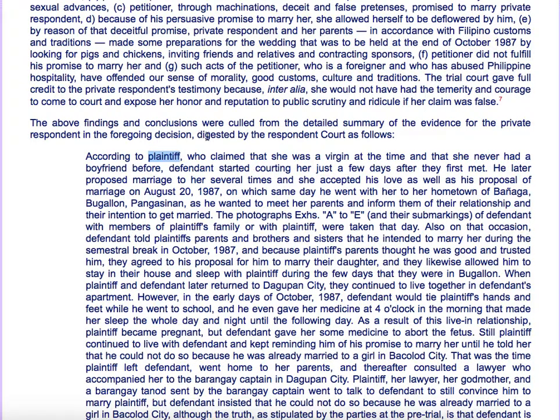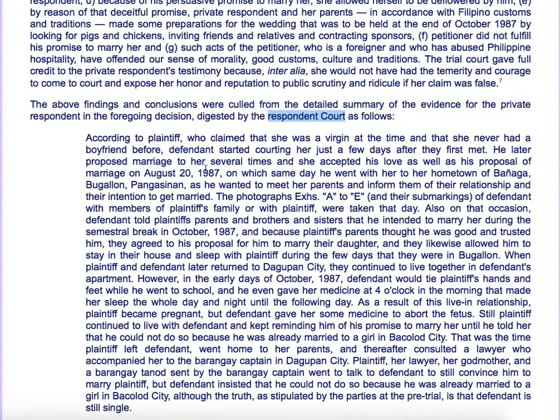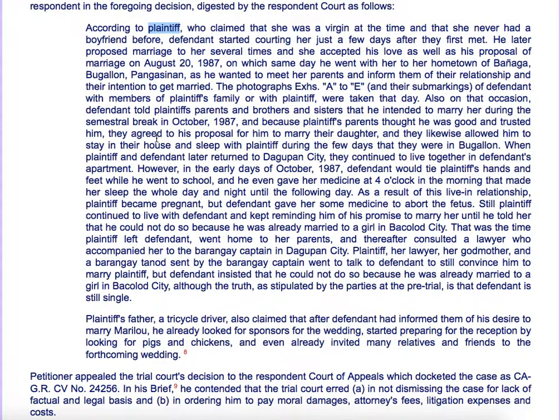So, if you take a look at this, digest the findings and conclusions were detailed by the respondent court. Sino yung respondent court? This is the Court of Appeals. Okay? Don't be lost, class, ha? Kumbaga, kino-quote lang ito from the RTC. Okay? So, papalit-palit lang. The plaintiff would become the respondent or the petitioner when it's appealed to a higher tribunal.